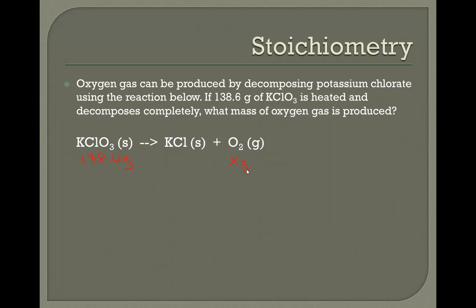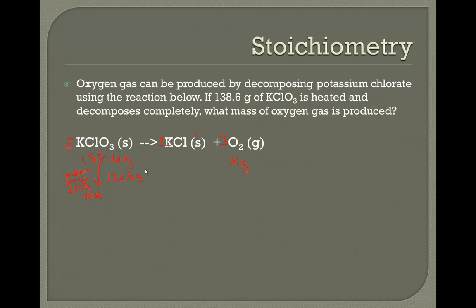Okay, now that it's balanced, I can start making my plan. I have grams of here, and I need to go to grams of here. However, I need to get it into moles before I can do that. So grams to moles. In order to go from grams to moles, I need the molar mass of KClO3, which happens to be 122.6. You figure that out by looking on the periodic table. Look at one potassium, 1 chlorine, and 3 oxygens and add them together.